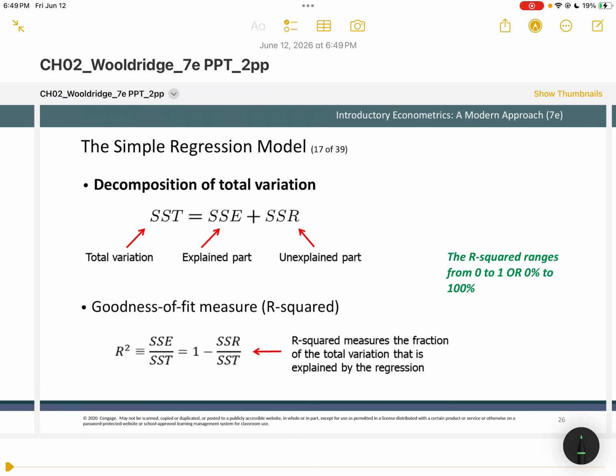And here we go. Here is how to measure R squared. R squared is measured as the explained sum of squares divided by the total sum of squares, or 1 minus the residual sum of squares over the total sum of squares. Again, R squared is measuring the percent of variation that is explained by the regression model.